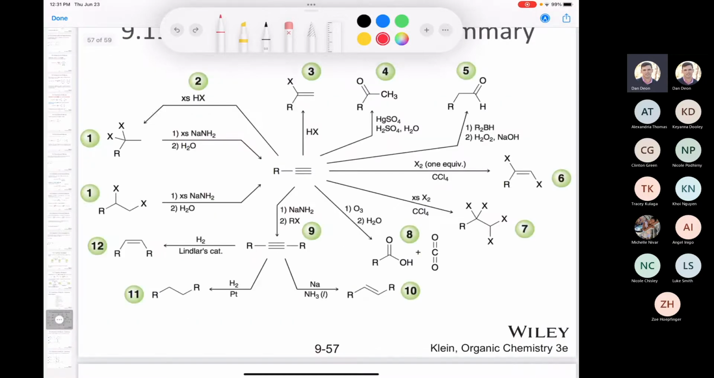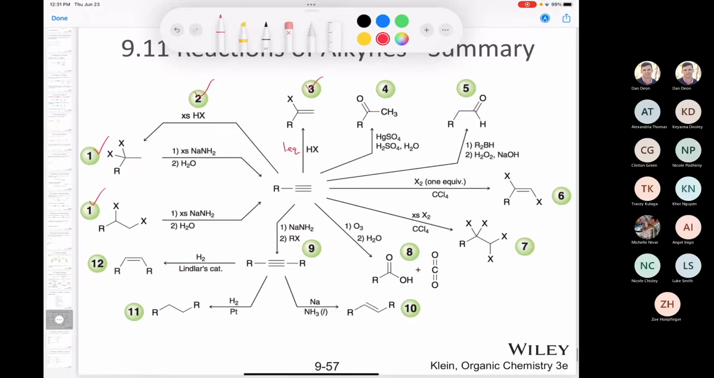Then reaction number 2, we said excess HX gives us the double hydrohalogenation. If you have one equivalent, then you can just add 1 molecule of HX across your triple bond. What else? We've covered reduction with Lindlar's catalyst to make a cis-alkene. We covered complete hydrogenation. We covered sodium metal reduction. And so everything that has a red check mark by it, we've done.